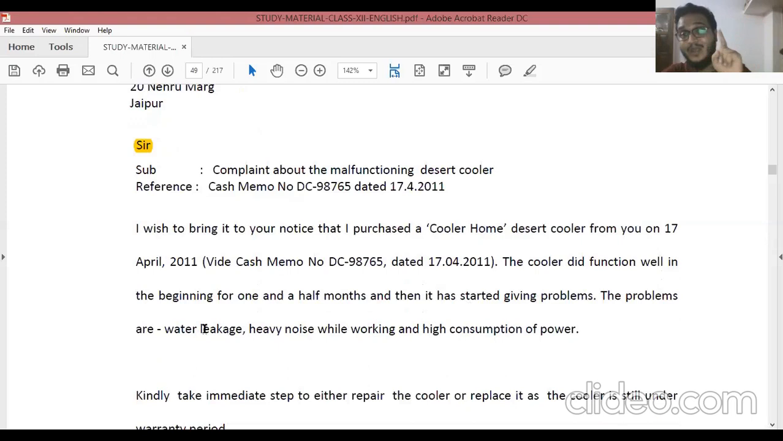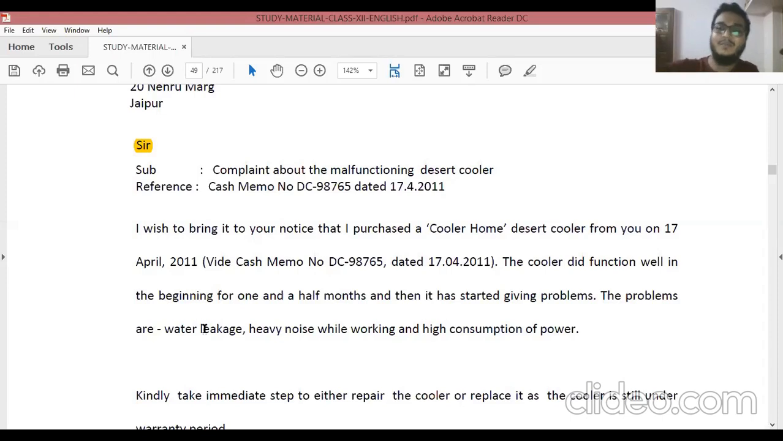See, I told you students, when you talk about someone's negativity, if a boy is very bad, you don't tell him he is very bad directly. Tell him he was good, but he has become bad. Similarly, the cooler did function well in the beginning for 1.5 months, and then it has started giving problems. The language should be positive while saying the negative information. You must not use negative words for sharing negative information. Getting my point? You must use positive sentences for declaring negative information.